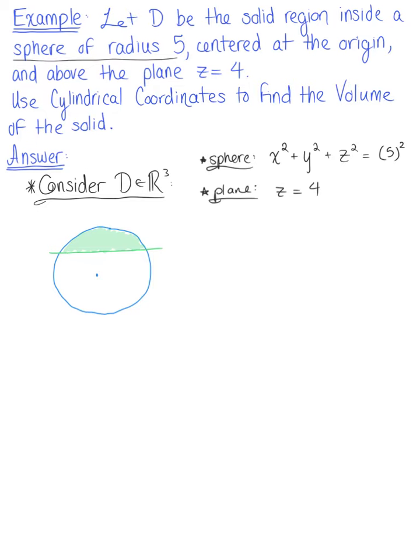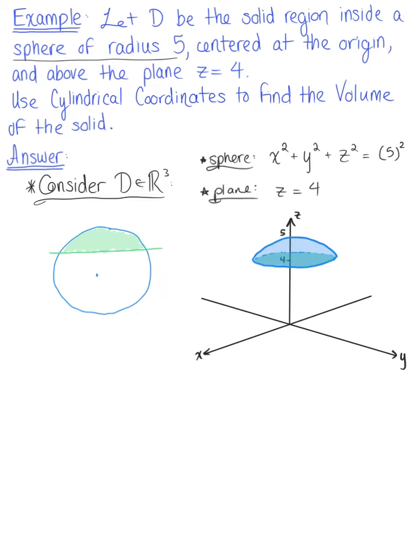So let's now take this two-dimensional interpretation and think about it three-dimensionally. Voila! So we can see that the upper bound is the sphere, x squared plus y squared plus z squared equals 25, and the lower bounding surface is the plane, where z is equal to 4.